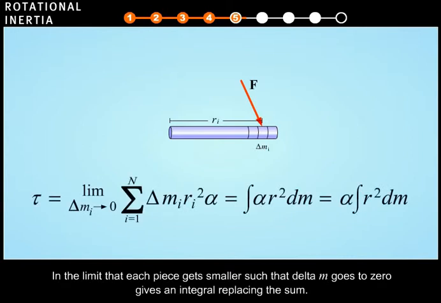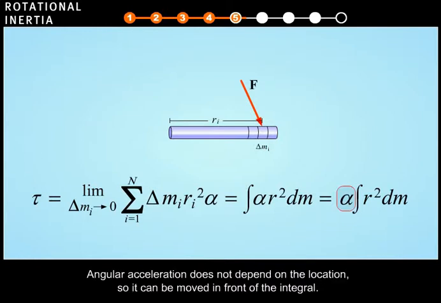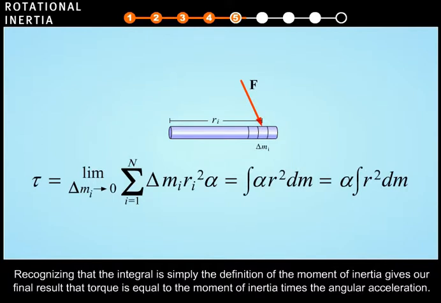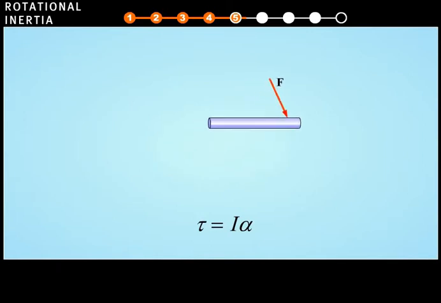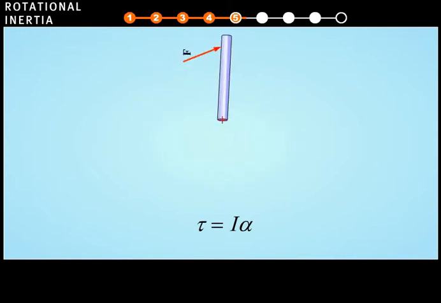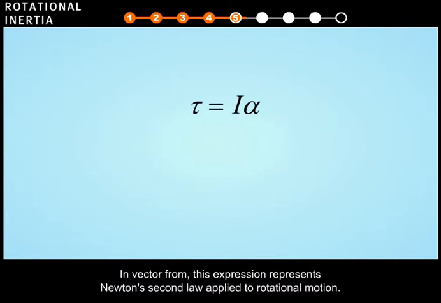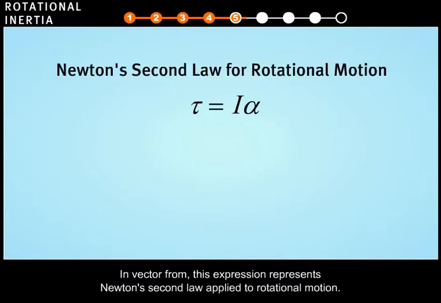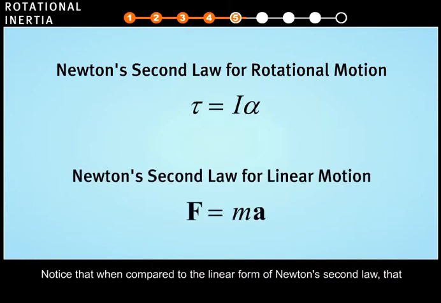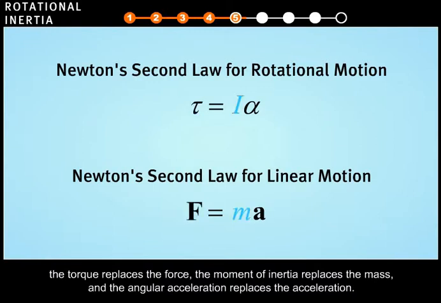In the limit that each piece gets smaller such that delta m goes to 0, an integral replaces the sum. Angular acceleration does not depend on the location, so it can be moved in front of the integral. Recognizing that the integral is simply the definition of the moment of inertia gives our final result that torque is equal to the moment of inertia times the angular acceleration. In vector form, this expression represents Newton's second law applied to rotational motion. Notice that when compared to the linear form of Newton's second law, the torque replaces the force, the moment of inertia replaces the mass, and the angular acceleration replaces the acceleration.